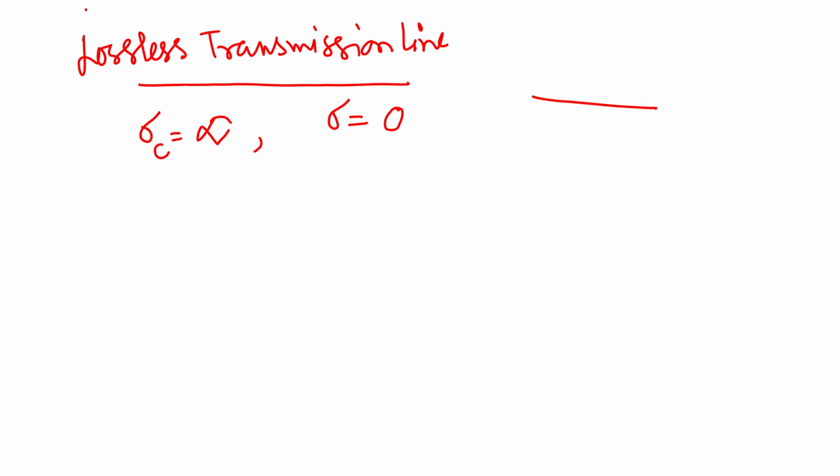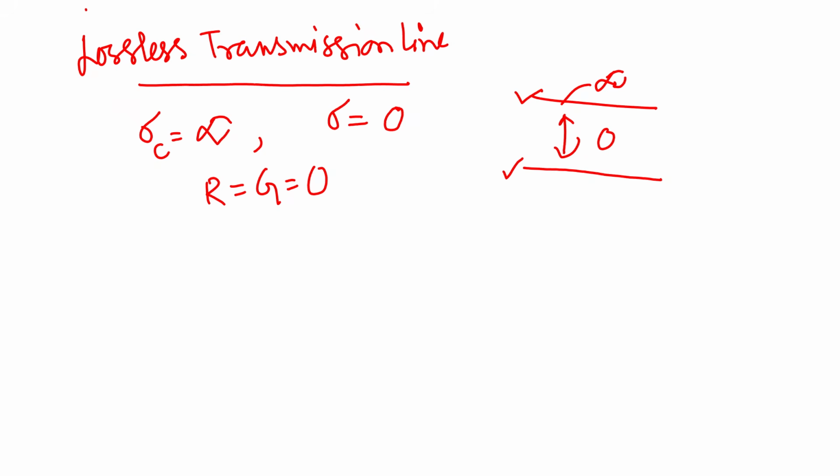Let me redraw the diagram of a two-wire transmission line again. This is conductor 1, this is conductor 2, and this is the dielectric medium between them. This conductor has infinite conductivity, and the conductivity of this dielectric is almost equal to 0. Such a transmission line will be called a lossless transmission line. For such a transmission line, the values of R and G are both equal to 0.